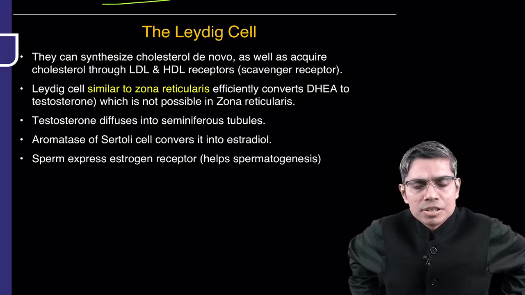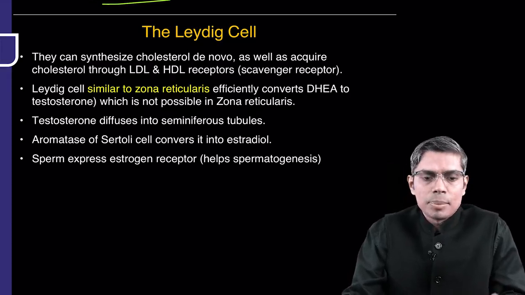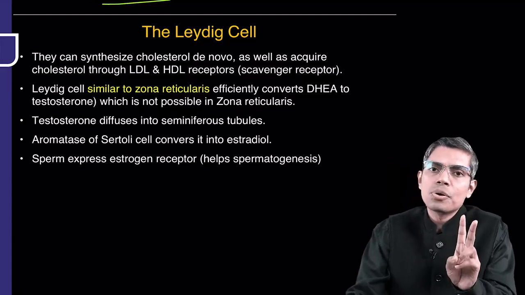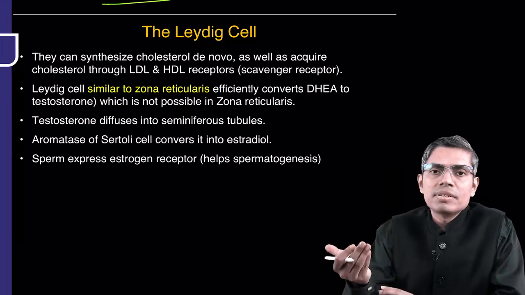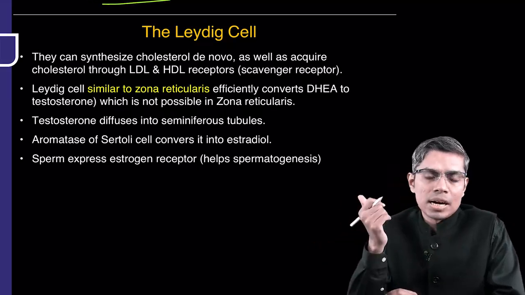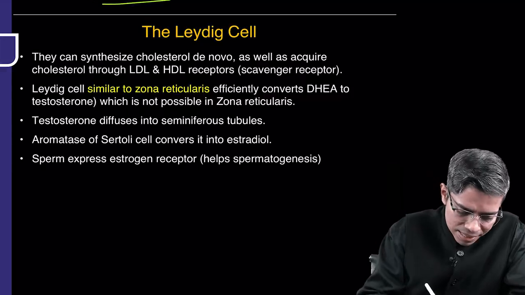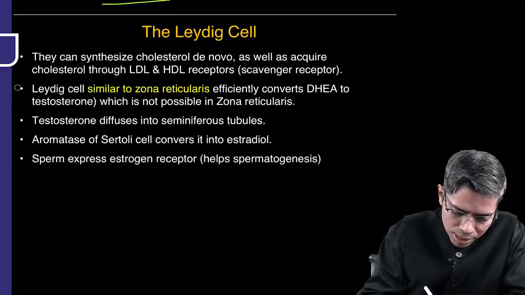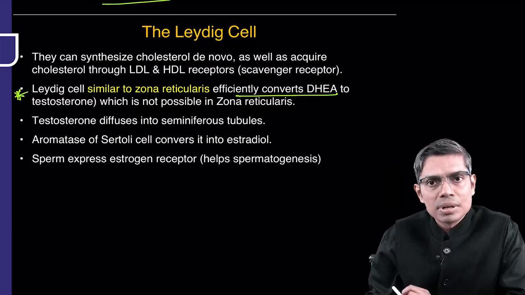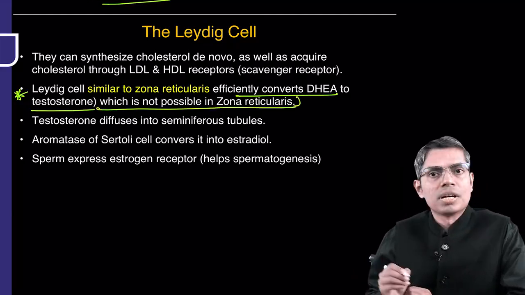We have also seen during endocrinology that zona reticularis of the adrenal cortex produces sex steroids, particularly DHEA, that is dehydroepiandrosterone, and androstenedione. But adrenal cortex cannot convert them into testosterone because it lacks the enzymes which convert DHEA to androstenedione and from androstenedione to testosterone. It lacks those enzymes. So these Leydig cells are similar to zona reticularis, but this Leydig cell can efficiently convert the dehydroepiandrosterone to testosterone, right? Which is not possible at the level of zona reticularis.